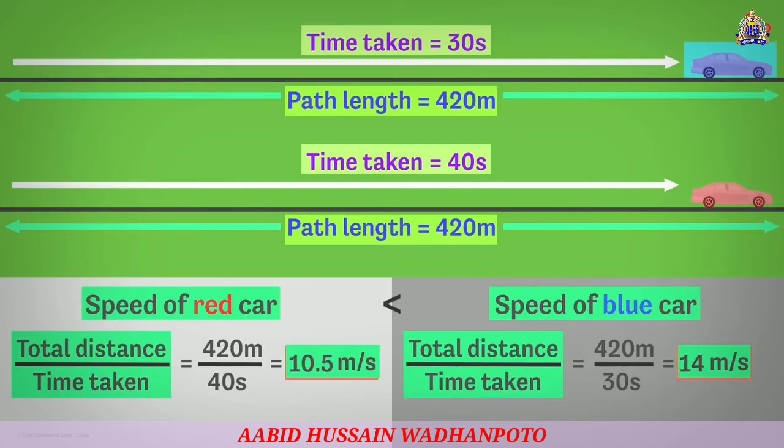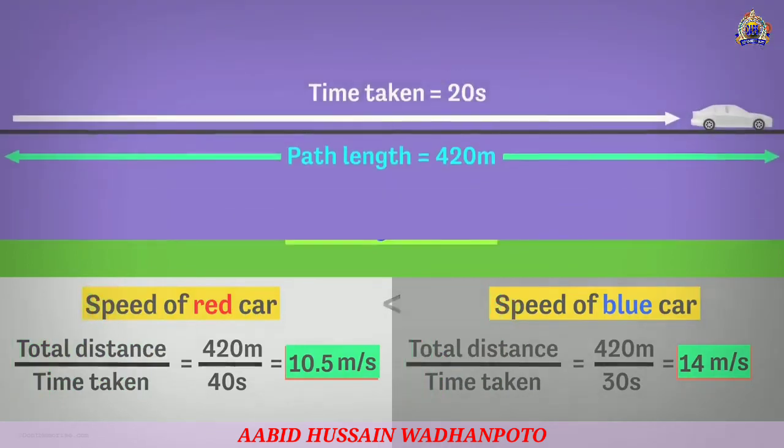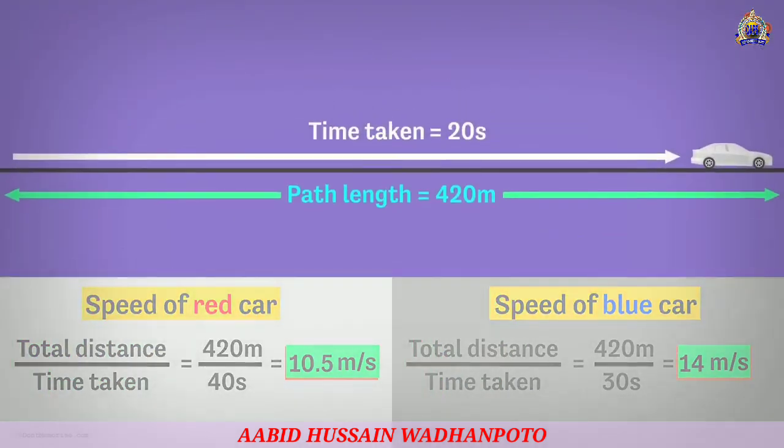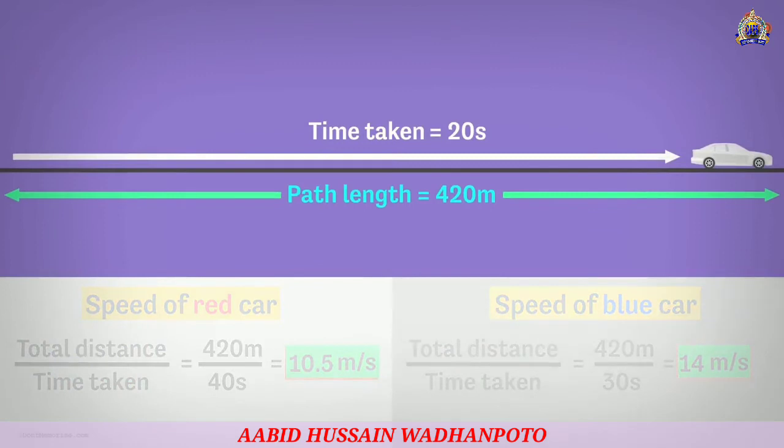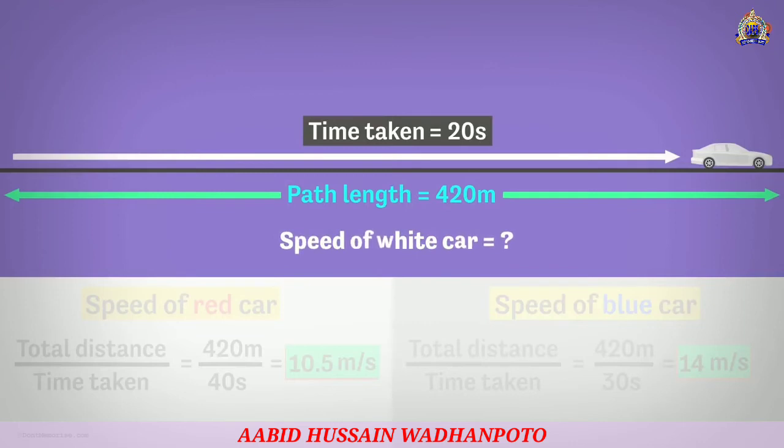So the second one, which is the red car, has less speed than the first one, as 14 meters can be covered by the blue car and 10.5 meters can be covered by the second car, the red car. So we can say that these have different speeds by which they can move from one place to another place.